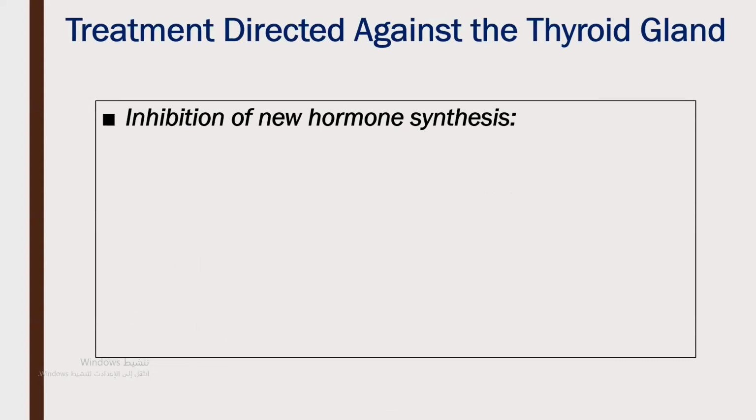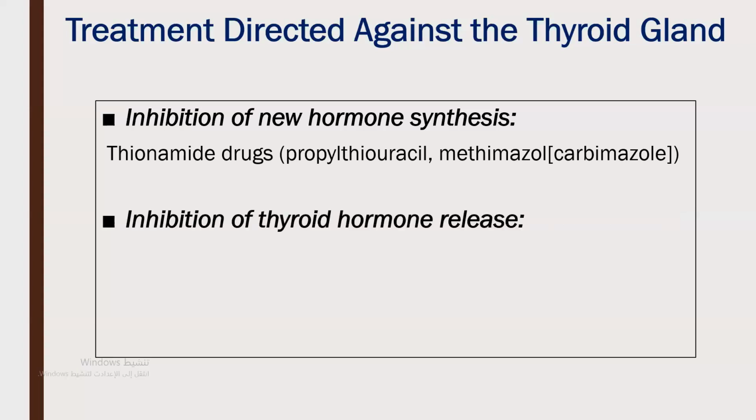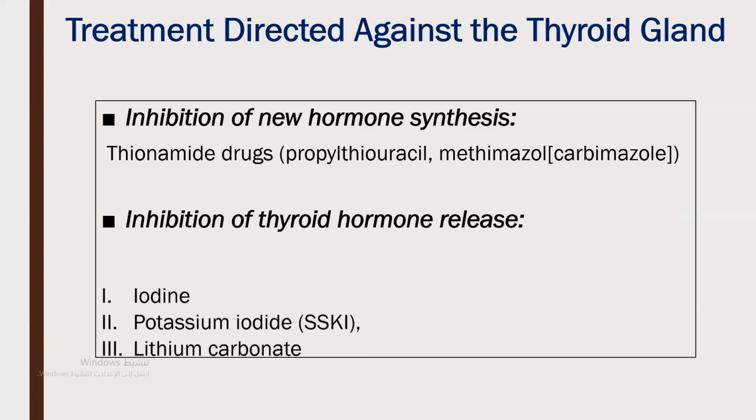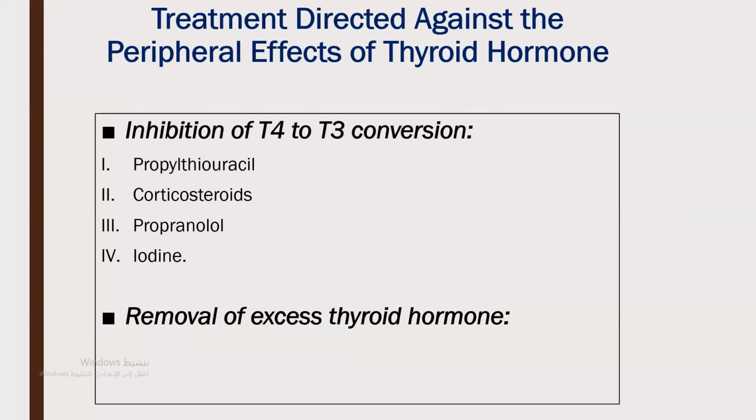Treatment is directed against the thyroid gland: inhibition of new hormone synthesis with thionamide drugs like PTU, methimazole, carbimazole; inhibition of thyroid hormone release with iodide, potassium iodide, lithium carbonate also. Treatment directed against the peripheral effect of thyroid hormone: inhibition of T4 to T3 conversion can be done with PTU. This is an advantage available with PTU but not available with carbimazole or methimazole. Use of steroid, propranolol, iodine, and removal of thyroid hormone excess with plasmapheresis or cholestyramine.